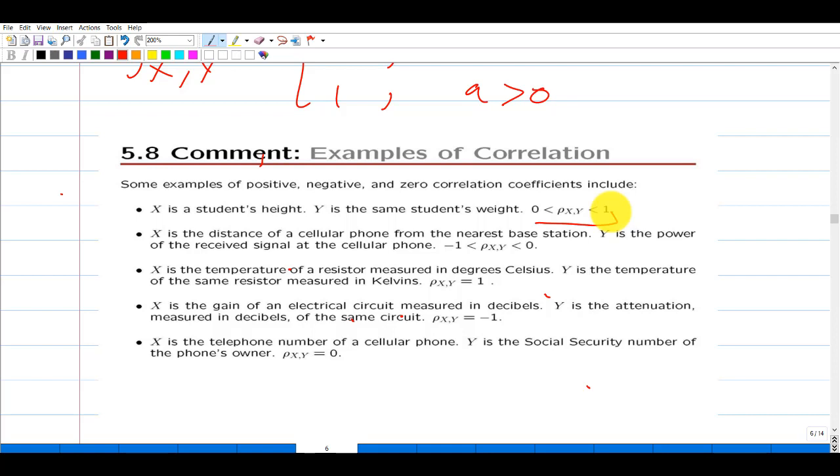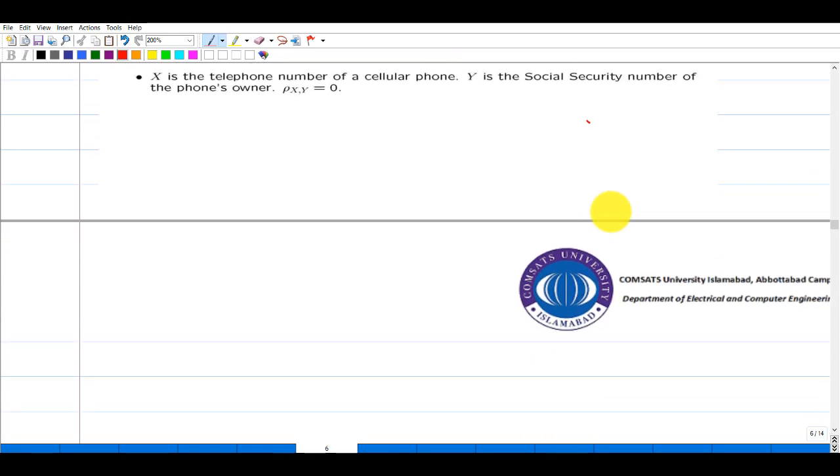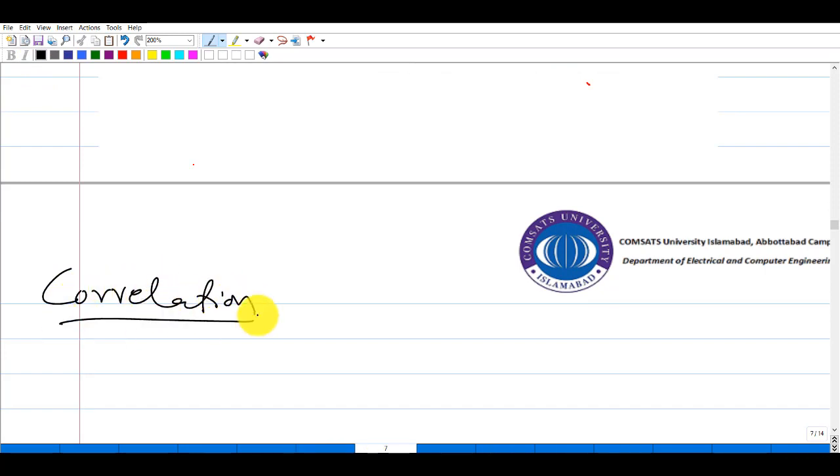Now the next terminology that we have to see is the correlation itself. Correlation is defined as R XY, which is equal to the expected value of the product XY.